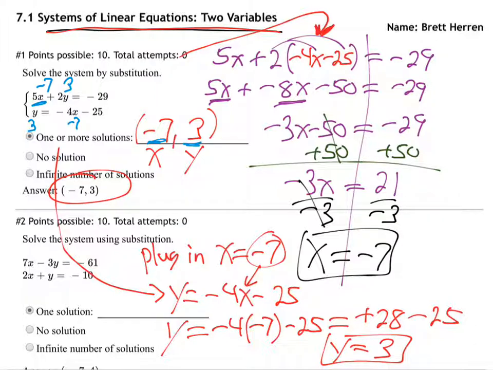Let's see it. 5 times negative 7, that's negative 35, plus 2 times 3, plus 6. Negative 35 plus 6, if you check it on your calculator, is indeed minus 29. That makes that equation true. Second one, 3 equals negative 4 times negative 7, that's plus, two negatives make a plus 28, minus 25, that's 3, sure enough. See how x negative 7, y 3 makes both equations true at the same time. It solves the whole system. So that's our answer. Let's do number 2.